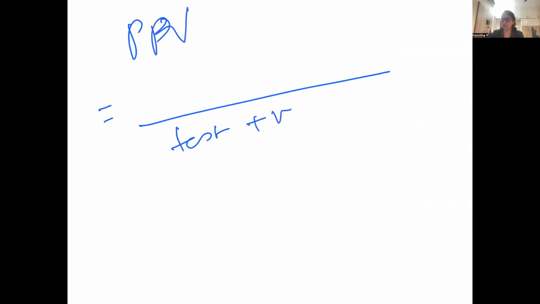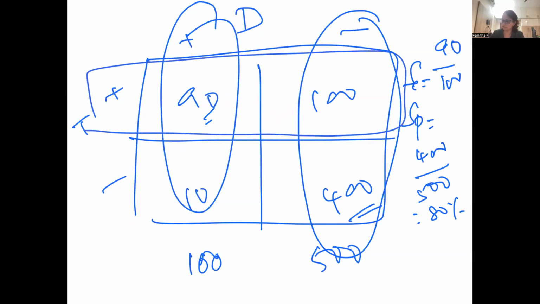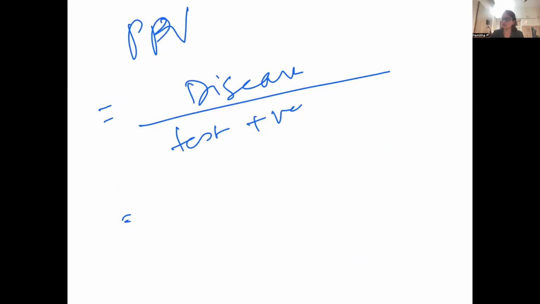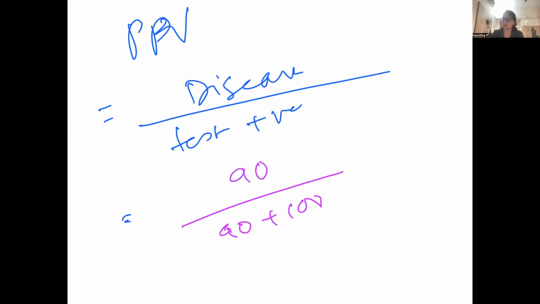Now, let's go to PPV. What did we say PPV was? PPV is, out of all those who got test positive, how many actually have the disease? So out of those who got test positive, that is 90 plus 100, 190, and the numerator is 90, because that is how many actually have the disease.